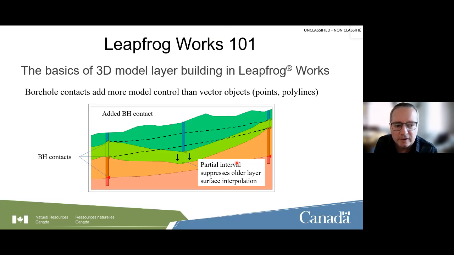This is the same contact added as a depth from to borehole with a partial depth bottom interval. In this case, the older surface interpolations will actively avoid the younger depth interval, and thus the older layer volume is suppressed.